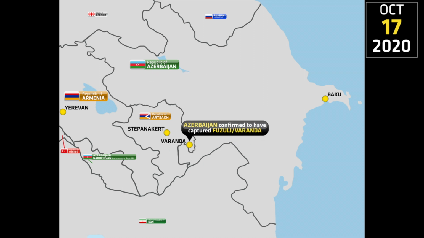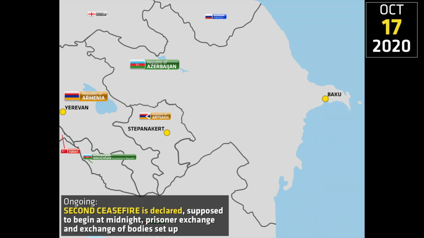Also on the 17th, Azerbaijan forces were confirmed to have captured the city the Armenians call Varanda and Azerbaijanis call Fuzuli. Azerbaijan had now captured significant territories in the more open regions of the south, and Russia, still hoping for the opportunity to put the genie back in the bottle, got the sides to agree to a second ceasefire, and now a body exchange would be set up.